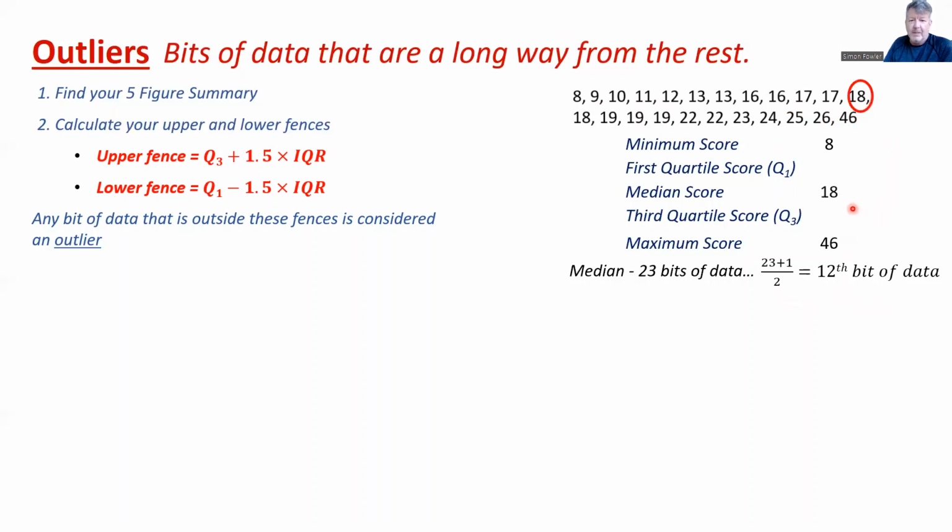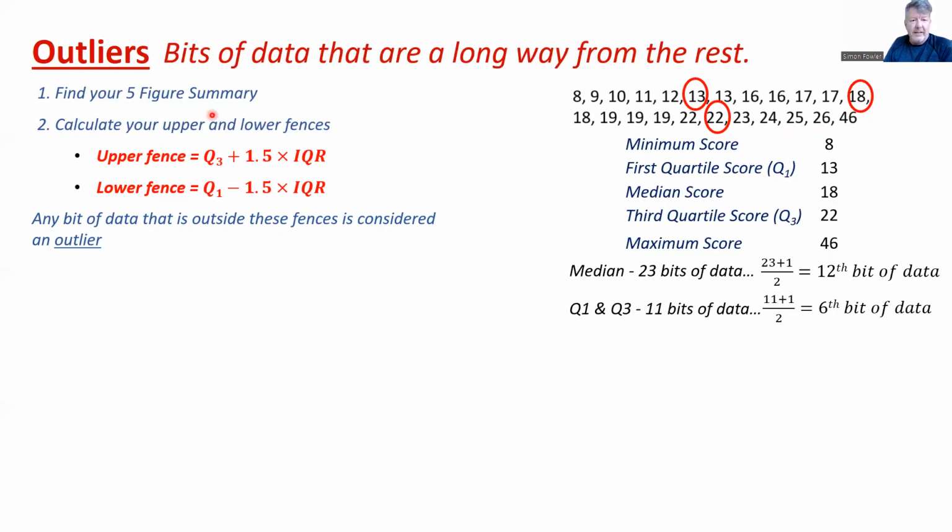That's our median. Now we do the Q1. If that was the 12th, we've got 11 below it. So for Q1 and Q3, there's 11 bits of data each side. Do the 11 plus 1 over 2, and that's 6th. So 1, 2, 3, 4, 5, 6, which is 13. And the other side, that's there. 1, 2, 3, 4, 5, 6 is 22. Great, there's our 5-figure summary.